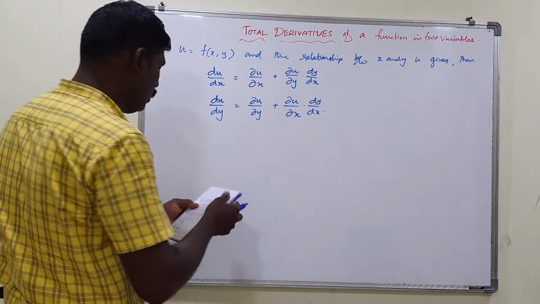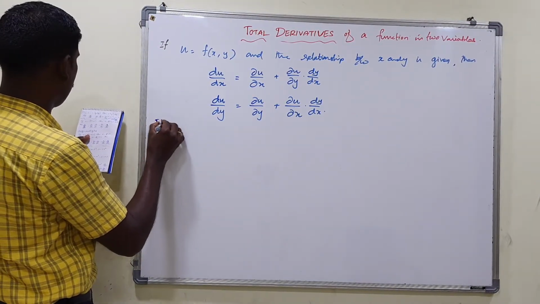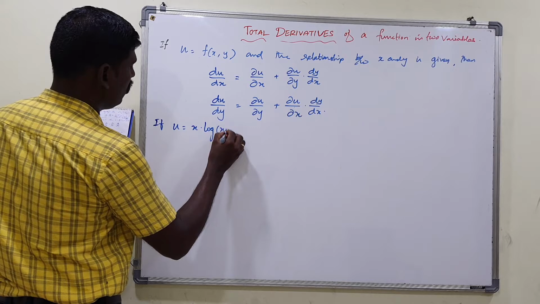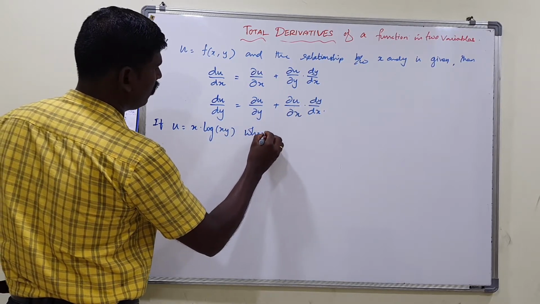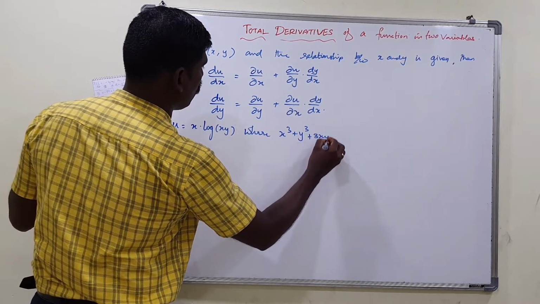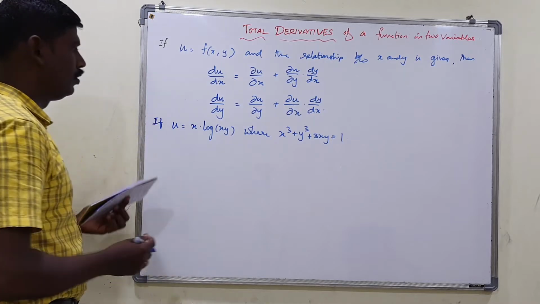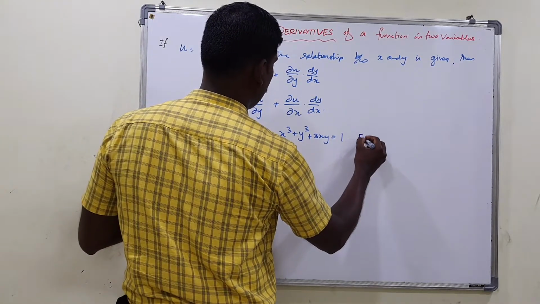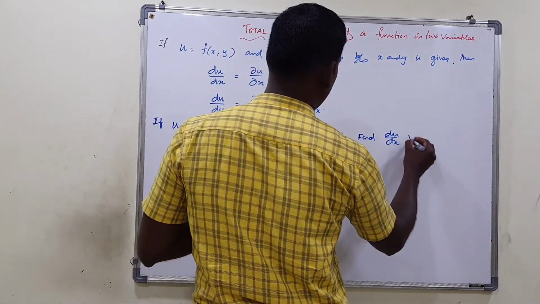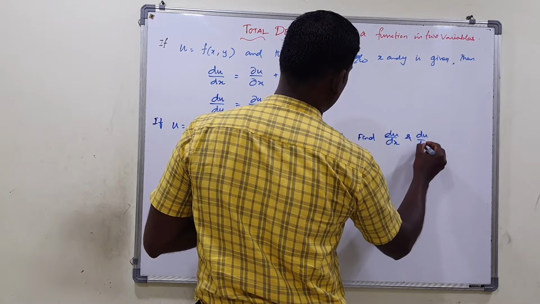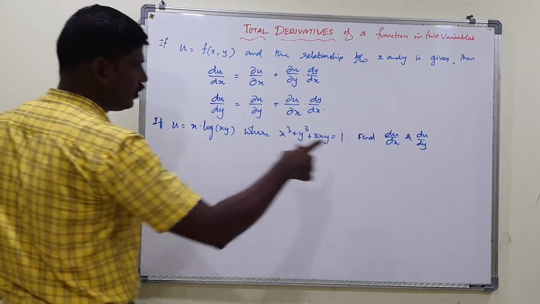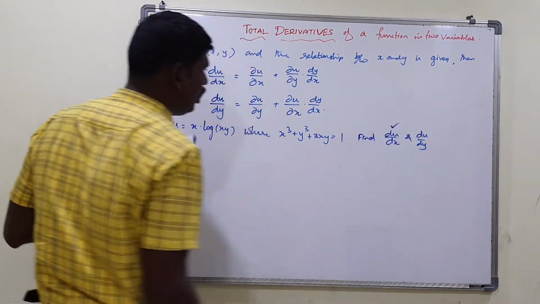The first problem based on this: if u is equal to x into log of xy, where x cube plus y cube plus 3xy is equal to 1, find du by dx and du by dy. Okay, right? So what is du by dx? We are going to find out du by dx at first.